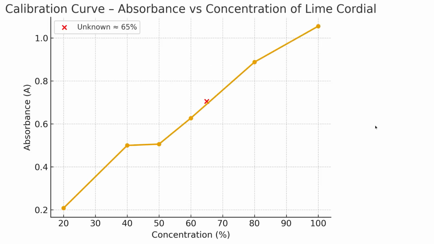Here I have my calibration curve of absorbance versus concentration of the lime cordial. The unknown was around 65%, so I just put an X there. We used the website to create the graph, and then I made the X in a Google Doc, screenshotted that and put it on this Google slide. You can see the general pattern is as concentration increases, absorbance increases as well.